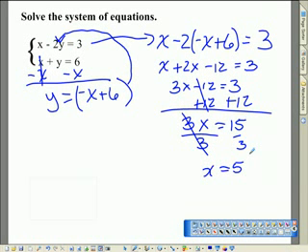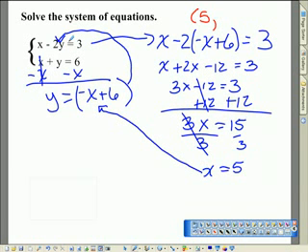Remember, you are looking for a coordinate. So your x coordinate is 5. So I can go ahead and put down the 5 right there automatically. Very good. Now I can solve for y by putting it in for x right there.